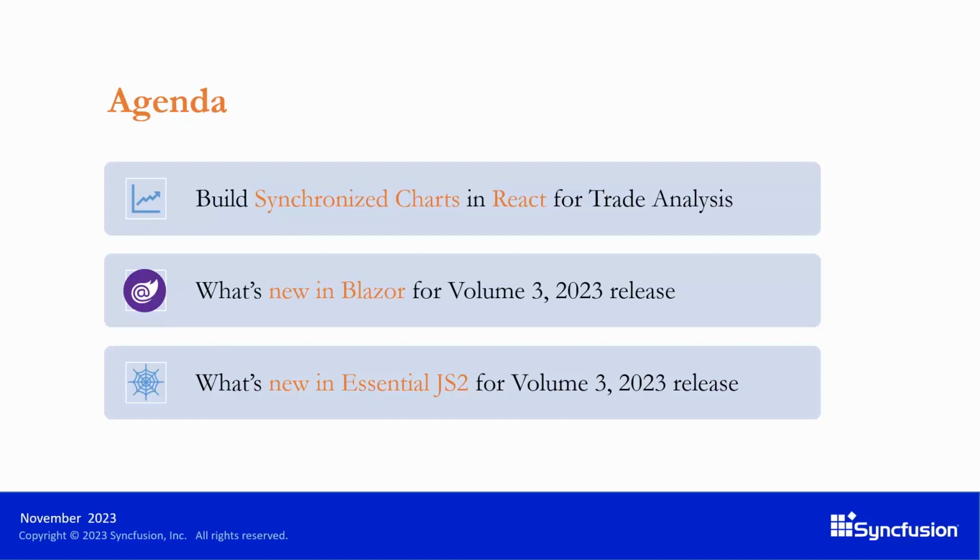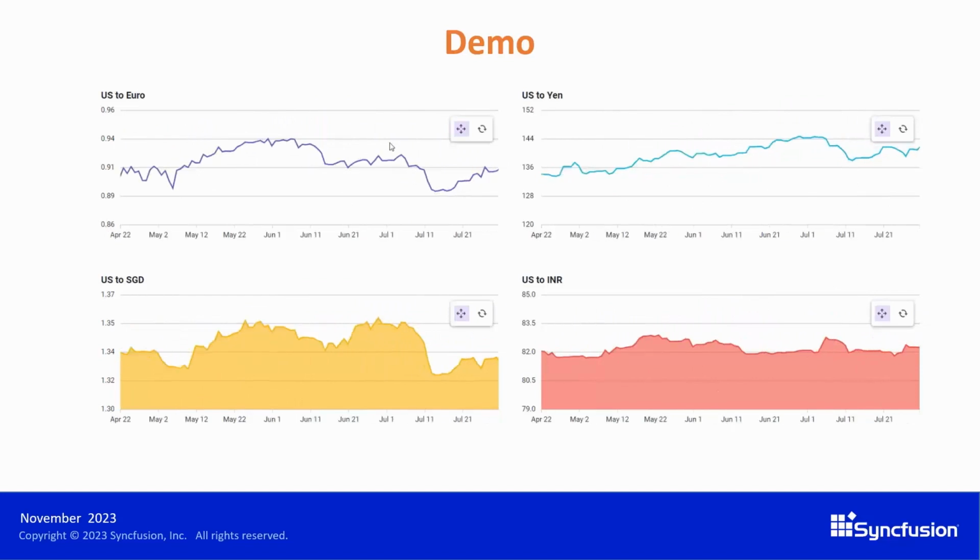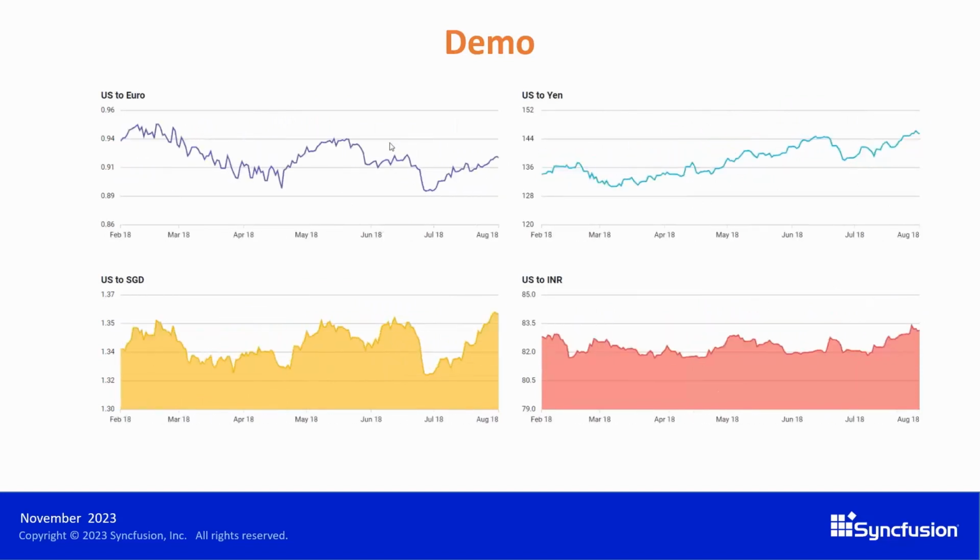Before we start making React charts, let's check out this demo. There are 4 charts and they are all synchronized to show tooltip, crosshair, and zooming functionalities working together across all these 4 charts. In today's webinar, we will explore the process of synchronizing 2 React charts and enabling tooltips and crosshairs.